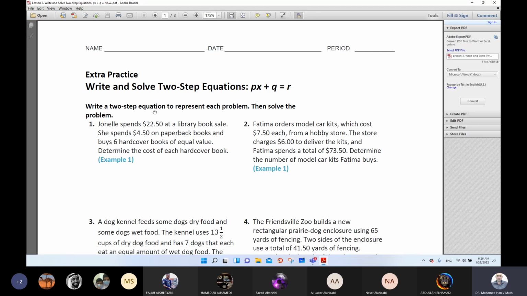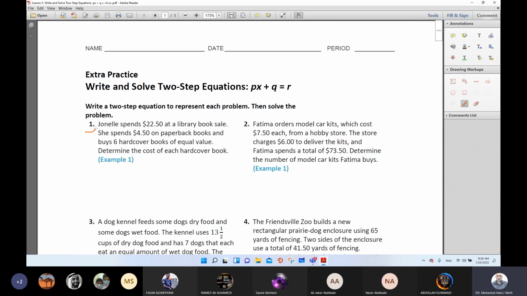Write a two-step equation to represent each problem, then solve the problem. Who can read exercise number 1, please? Who can read exercise number 1? No one? No one can read exercise number 1?